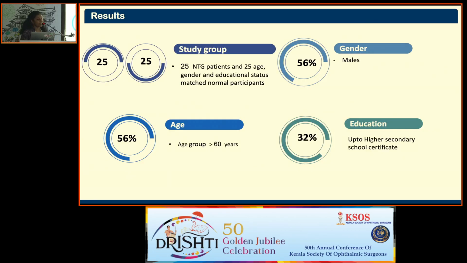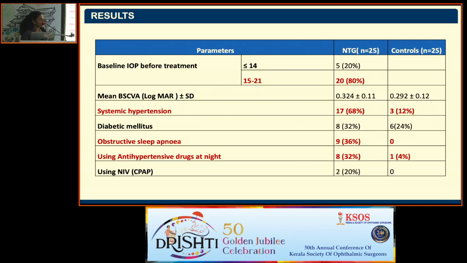We had 25 NTG patients and 25 age, gender, and education status matched normal participants. 56% of them were males. 56% were in the age group of more than 60 years. 32% had an education up to higher secondary school certificate. These are the various clinical risk factors I looked for.